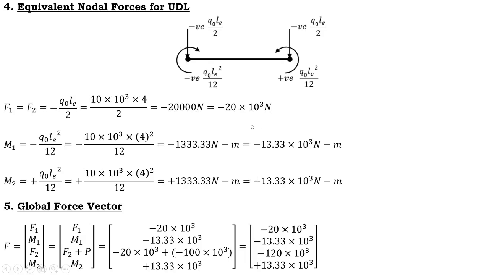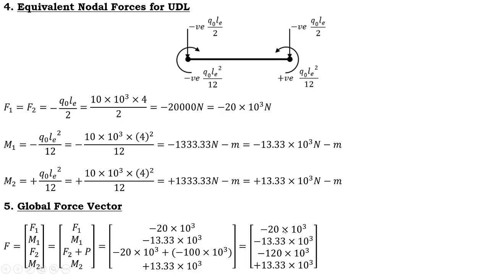So F1 is minus 20 into 10 to the power of 3, M1 is minus 13.33 into 10 to the power of 3, then F2 is once again minus 20 into 10 to the power of 3 plus P, the applied point force, which is minus 100 into 10 to the power of 3 because it is acting vertically downward. Similarly, my M2 is a positive value, which is plus 13.33 into 10 to the power of 3.